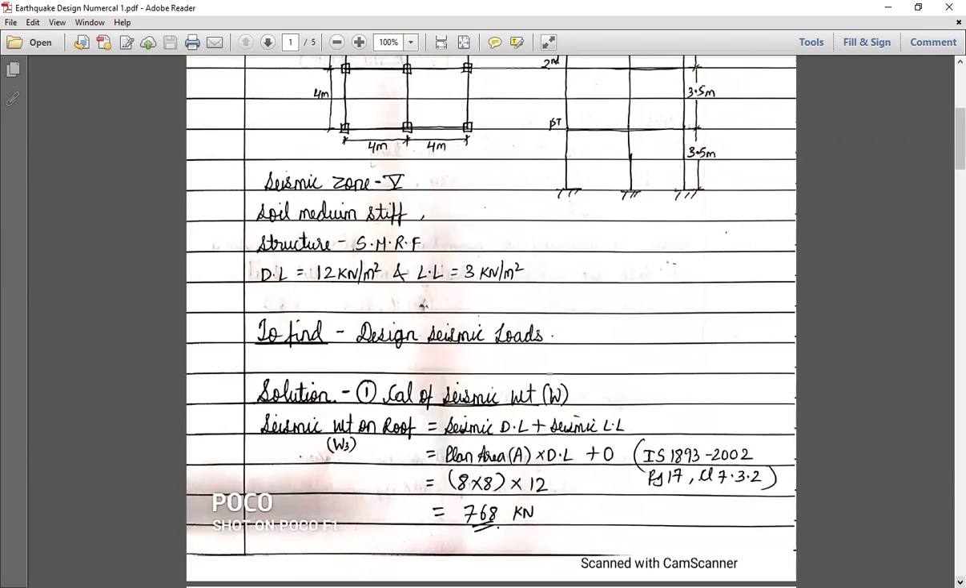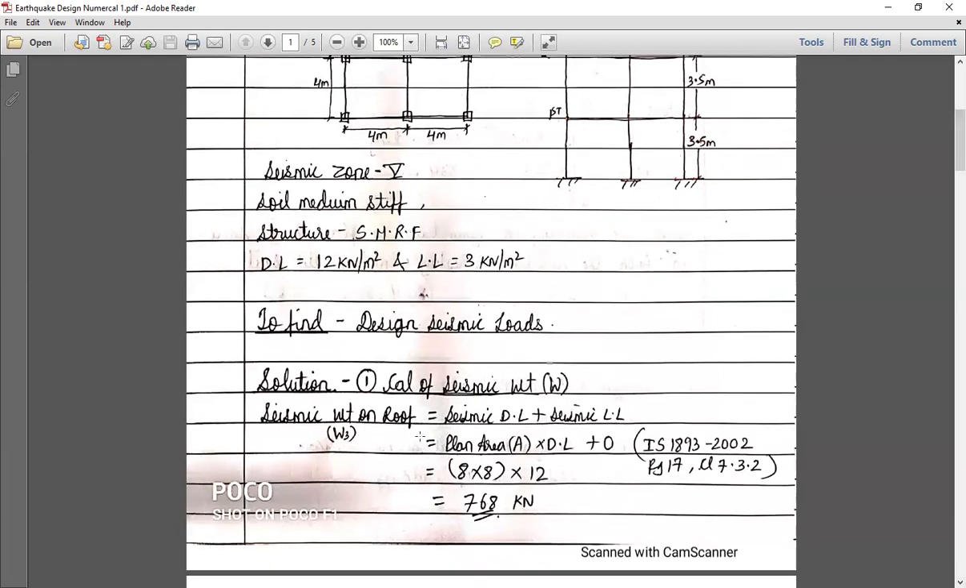So how will we calculate the seismic weight? We will find out the weight first on the roof, then on the second floor, and then on the first floor. So seismic weight on the roof, let us say this as W3. It is given by seismic dead load plus seismic live load.